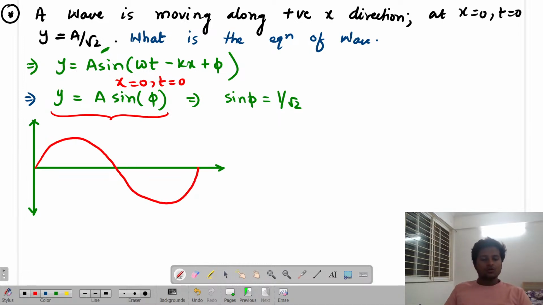Okay, now look over here. Then the next step, the first step was writing this sin phi for t equal to 0, x equal to 0. Then draw the sine graph. That's a sine graph.